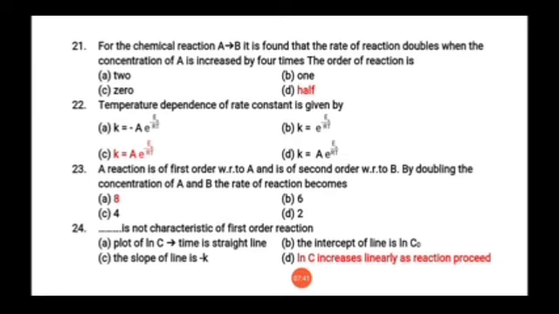Question number 22, temperature dependence of rate constant is given by, 4 options. Option A, K is equal to minus A into e raised to minus E upon RT. Option number B, K is equal to e raised to minus E upon RT. Option number C, K is equal to A into e raised to minus E upon RT. Option number D, K is equal to A into e raised to E upon RT.